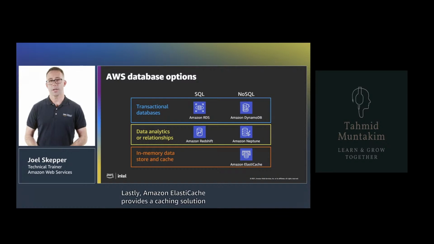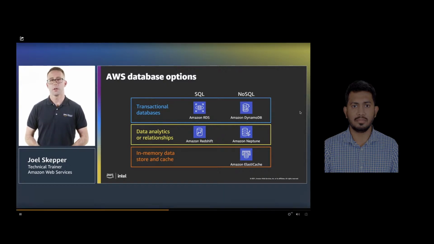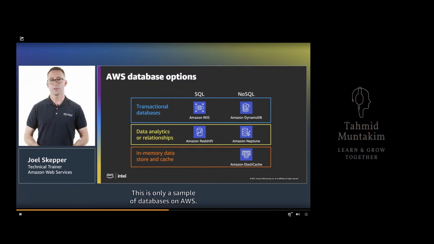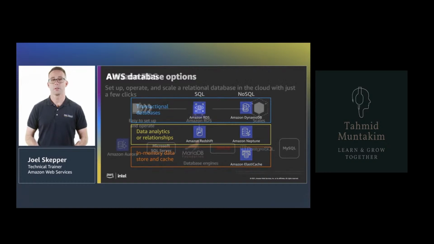Lastly, Amazon ElastiCache provides a caching solution and is available with two popular caching engines, Redis and Memcached. This is only a sample of databases on AWS, but regardless of your application's needs, there's a purpose-built option that you can migrate or stand up in the cloud.